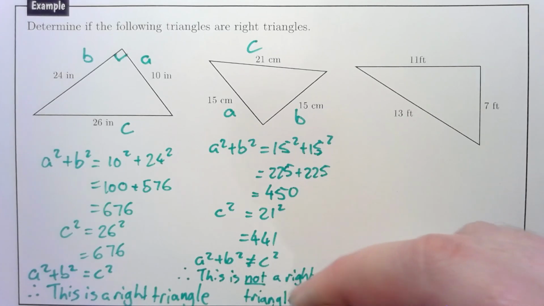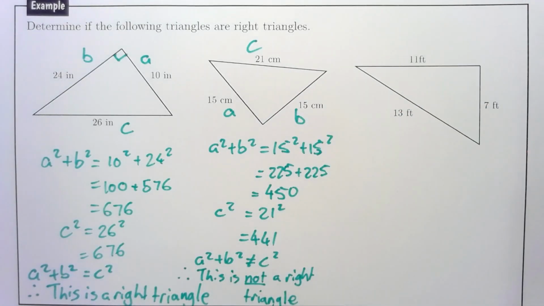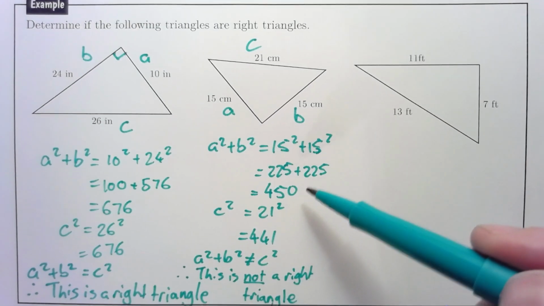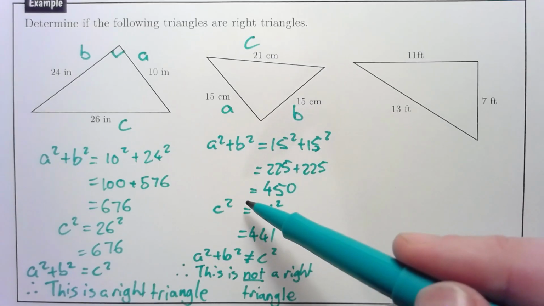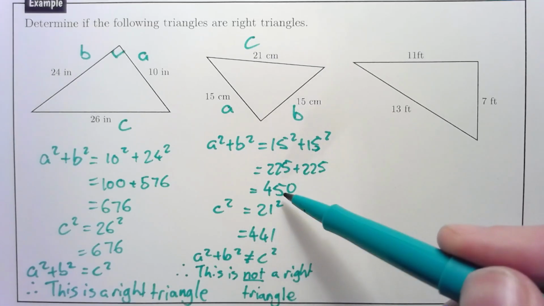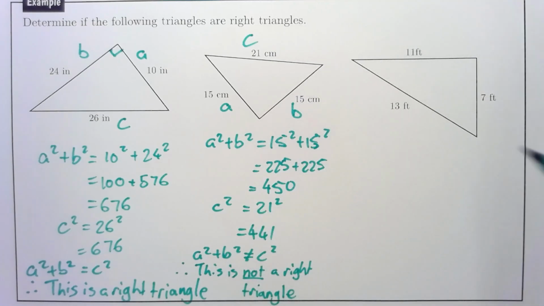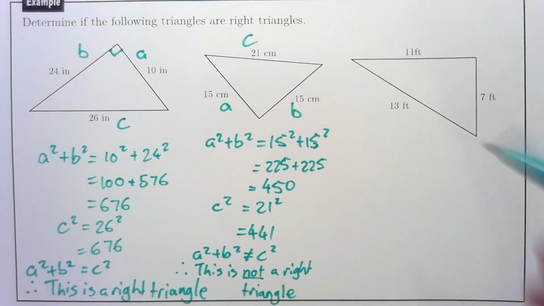So even though you might look at the diagram and go, that certainly looks like it's a right angle, it's actually not. And keep in mind, this was really close to being a right triangle. These numbers are really close together. If c squared was a little bit bigger, which would just mean that C was a little bit bigger, this would be a right triangle. But it's not. Let's look at the third example.